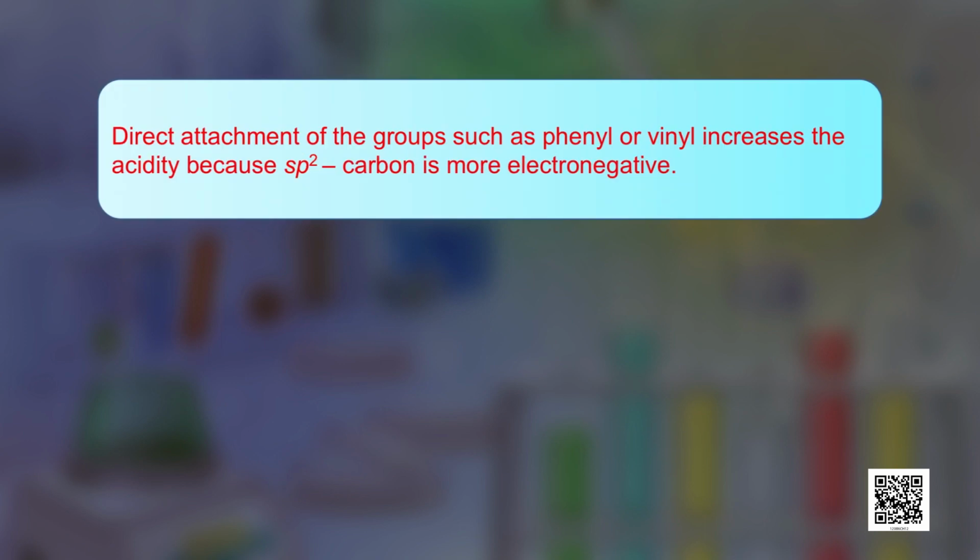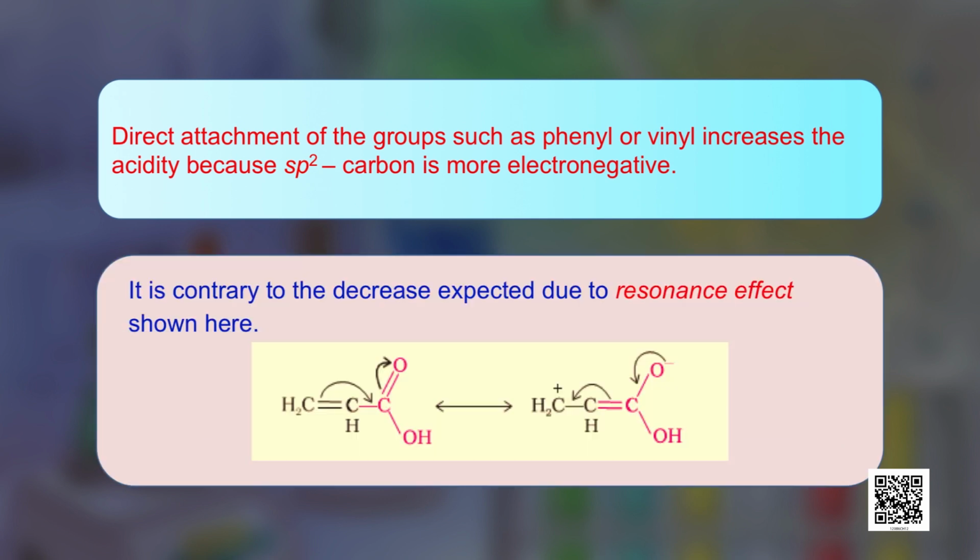The direct attachment of groups such as phenyl or vinyl increases the acidity because sp2 carbon is more electronegative, and this is contrary to the decrease expected due to the resonance effect shown in these structures here.